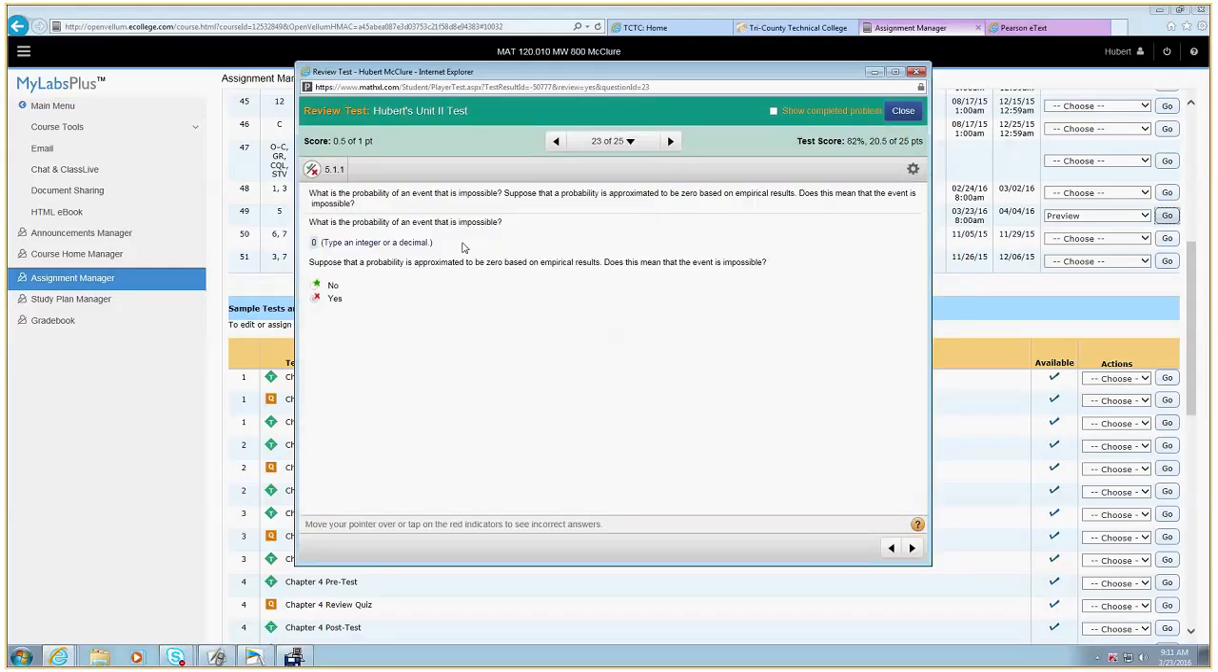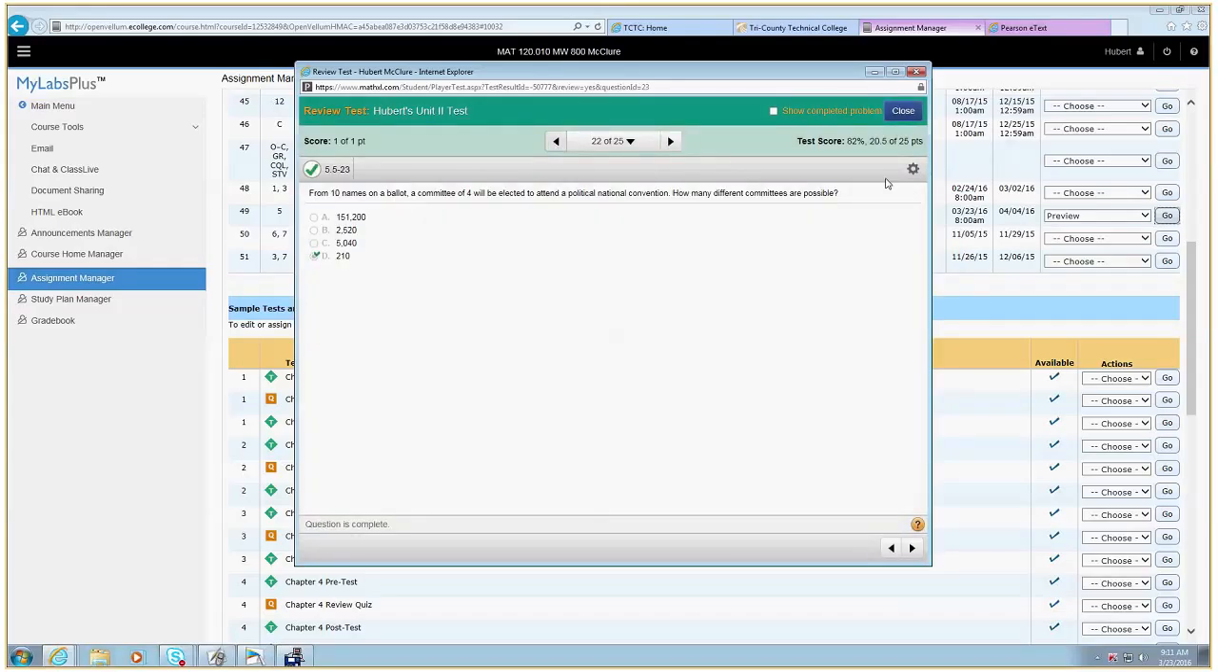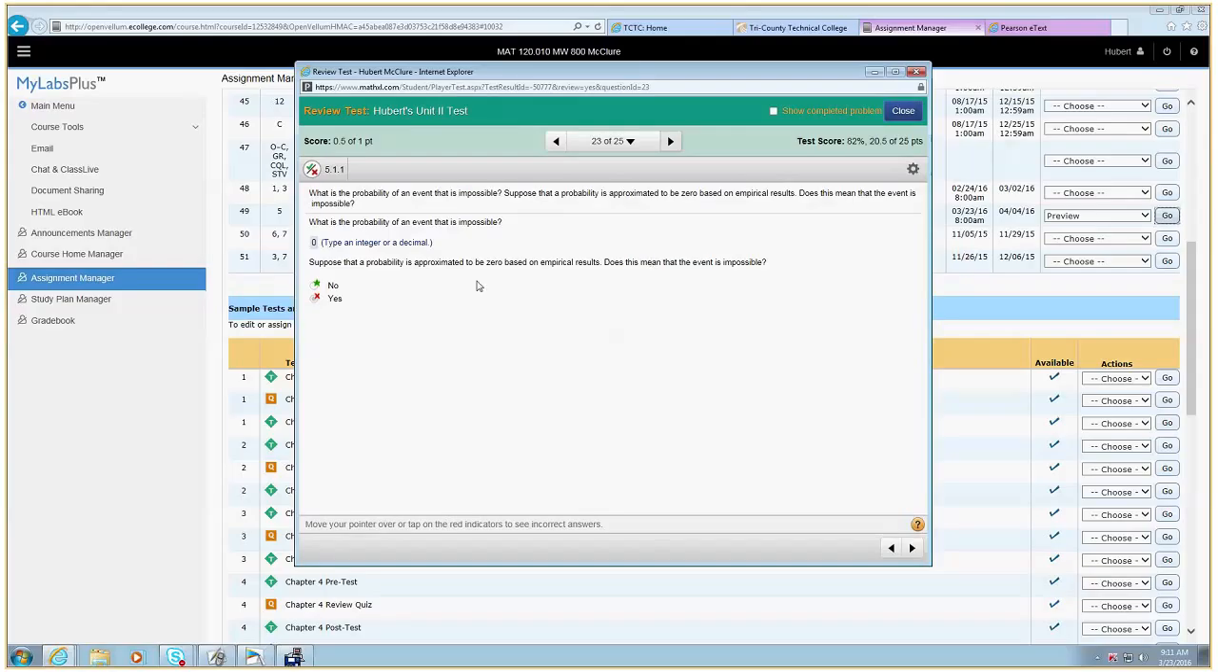I don't understand this question. What is the probability of an event that is impossible? I don't understand that question. I might take that one off. What question? Did I get the whole problem wrong on that one? Suppose that a probability is approximated to be zero based on an empirical result. Does this mean that the event is impossible? I think I might give y'all that one.